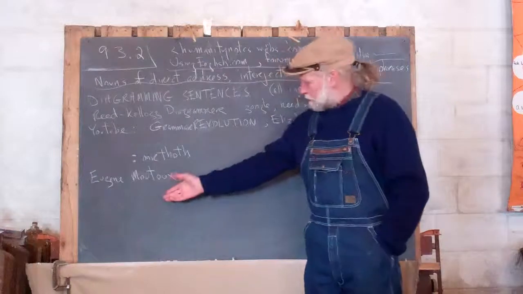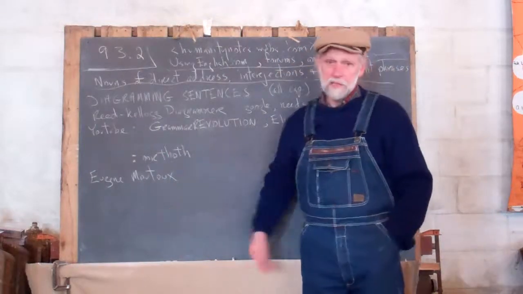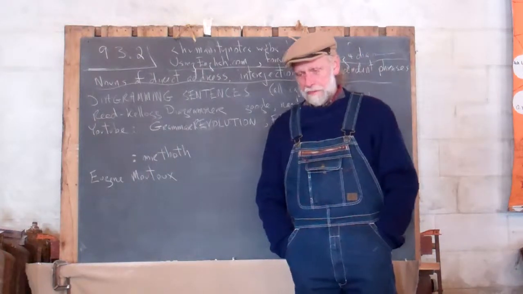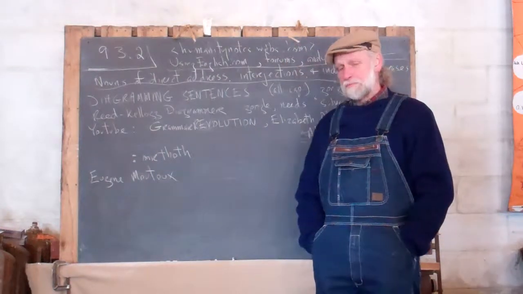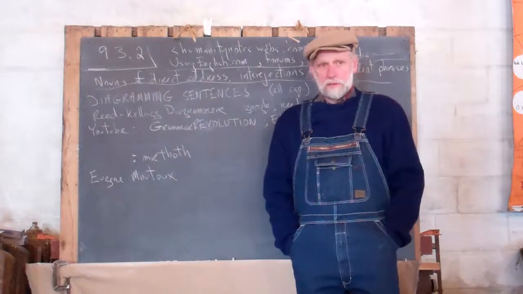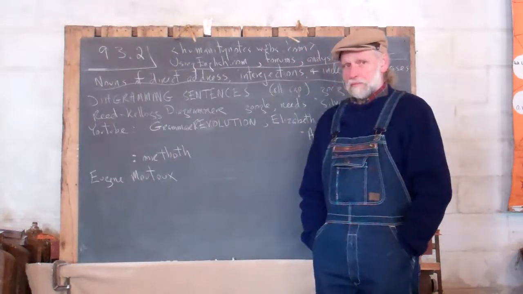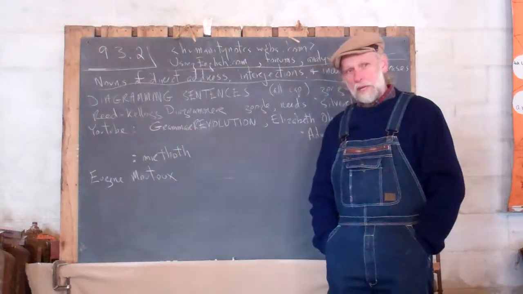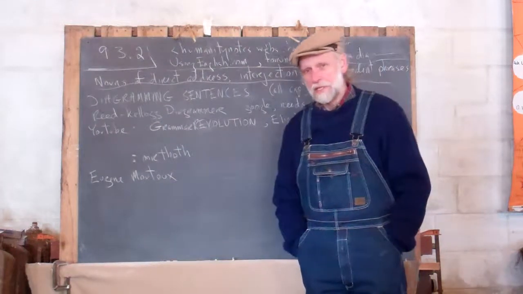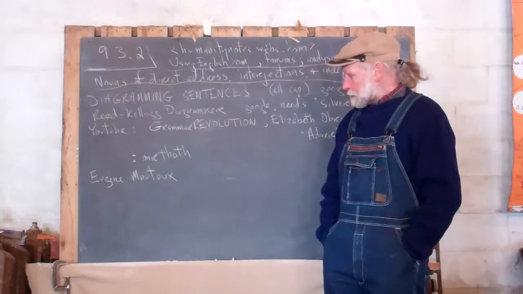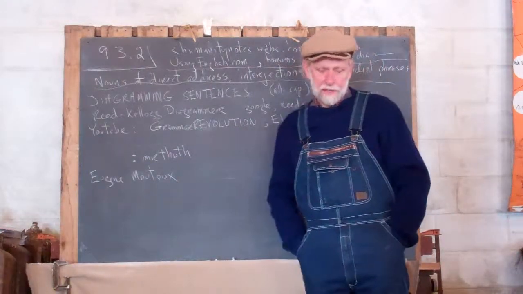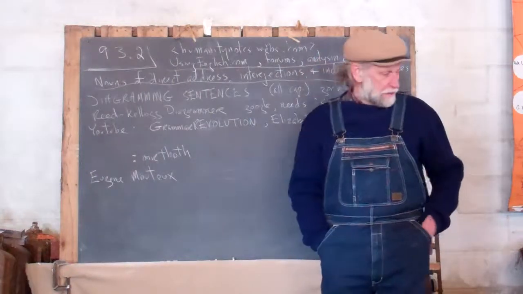Eugene Moutou, I don't know if I'm saying his name right. I think he's currently the world authority on Reed-Kellogg diagramming. I think he has written the most extensive modern book on the subject. I think it's interesting that he has his PhD in German and his PhD in Latin. I had his book, but I left it with the Latin teacher when I retired.